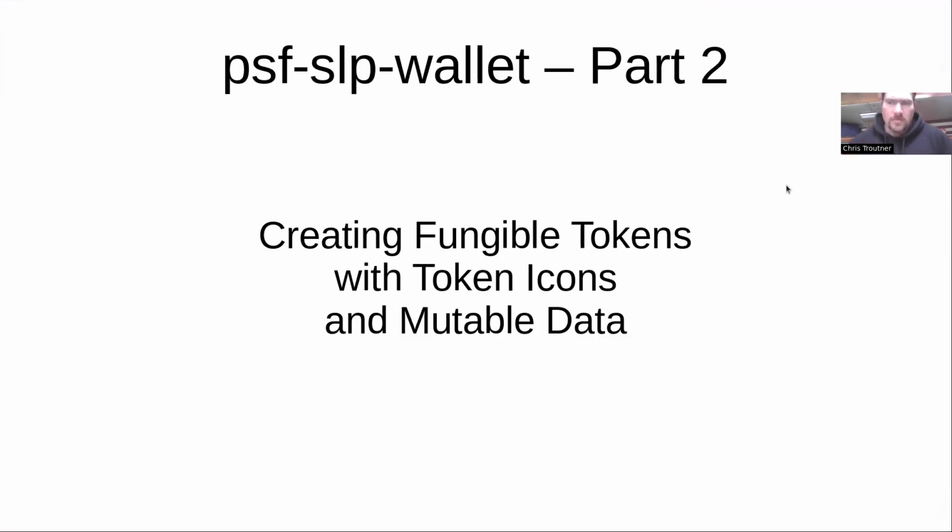This video is going to pick up on part one. This is part two of creating a fungible token. We're going to extend what we covered in part one by adding a token icon and other mutable data to the token. This is the real power of SLP tokens, being able to attach an almost unlimited amount of data to a token, and then that data can change over time.